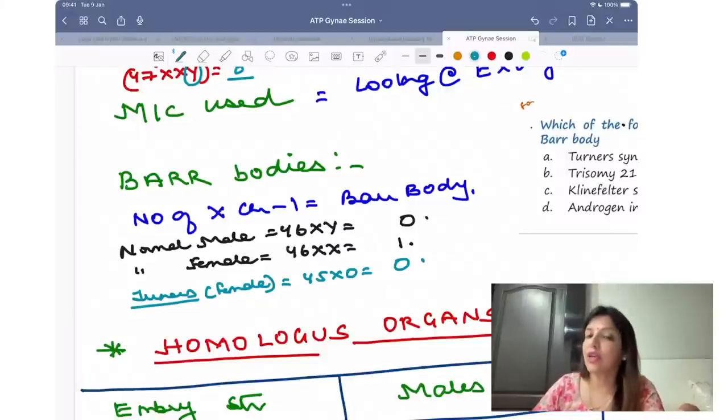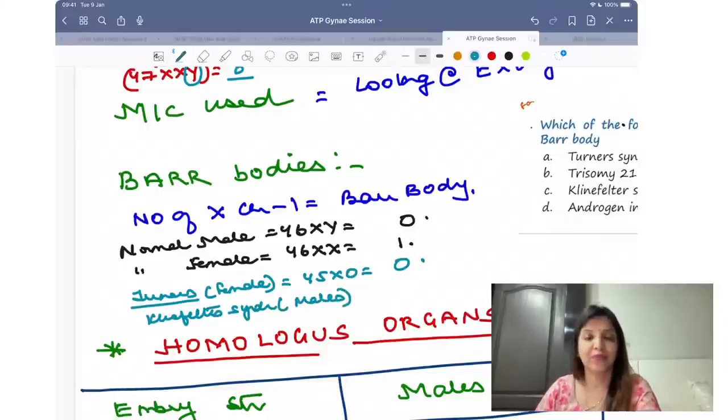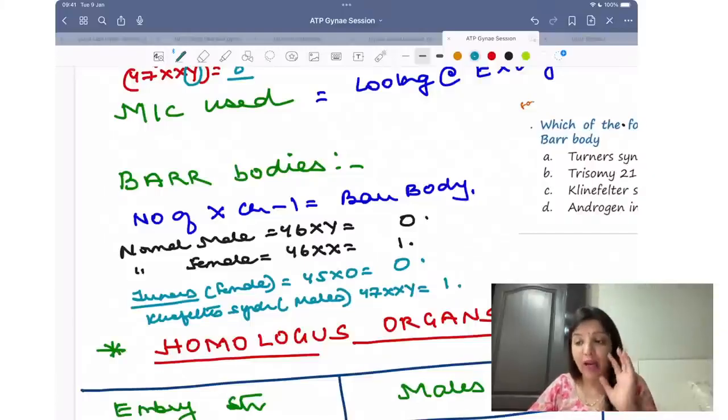That is the problem with bar bodies. From bar bodies you cannot come to know the sex, because Turner syndrome we take as females, but the bar body is telling me they are males because the bar body is 0. Similarly, Klinefelter's syndrome, we take them as males, right? They are 47XXY, but the number of bar bodies will be 1. So, bar bodies give you false results.